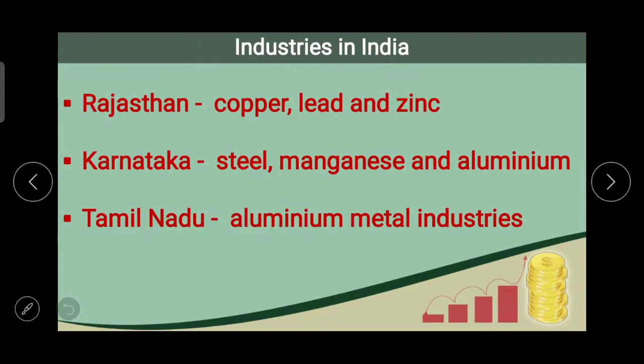राजस्थान हैज़ कॉपर, लीड एंड जिंक. कर्नाटका हैज़ स्टील, मैंगनीज एंड एल्यूमिनियम. एंड तमिलनाडु एल्यूमिनियम मेटल इंडस्ट्रीज. सो यू हैव टू कीप इन माइंड दिस लाइक की पॉइंट्स. एक स्टेट को लिया और वहाँ पर कौन कौन सी इंडस्ट्रीज है वो लिखना है, एंड वाई, उसके पीछे रीज़न क्या है वो भी. जैसे फॉर एग्जांपल इलेक्ट्रिसिटी चीप में मिल रही है या फिर रॉ मटेरियल उस पर्टिकुलर इंडस्ट्री के लिए वहाँ पर अवेलेबल है, तो वहाँ पर वो इंडस्ट्री फ्लरिश हो जाएगी.